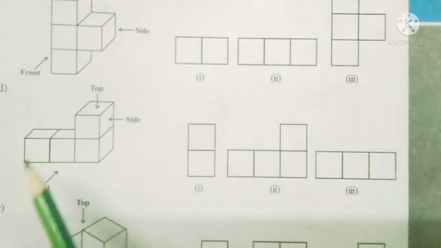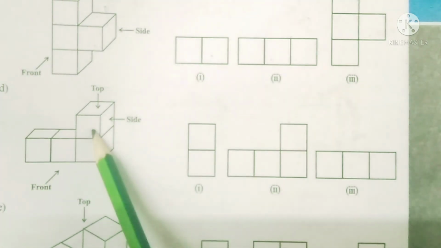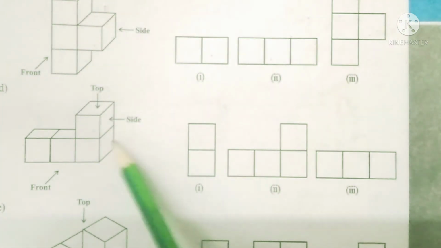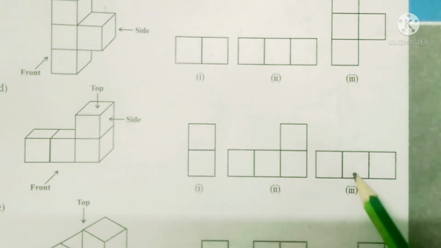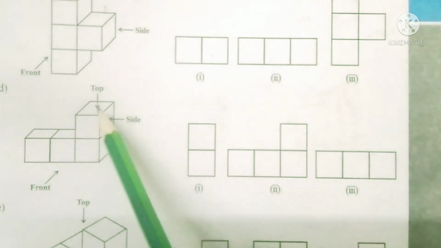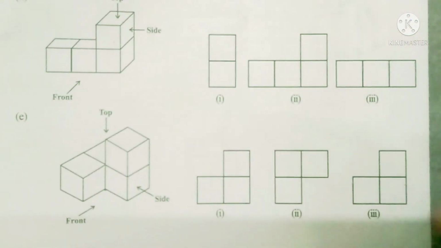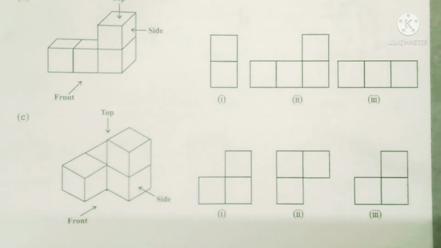Now in the next one, see 1, 2, 3, 4. So 1, 2, 3, 4 is the front view, and the side view is 1, 2. So this is the side view, and the other, 1, 2, 3, is the top view. So this way, by looking at the picture you should be able to identify the type of figures.